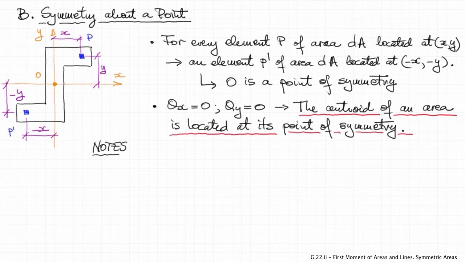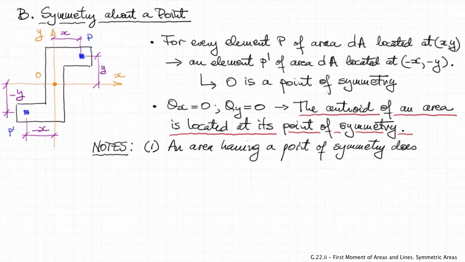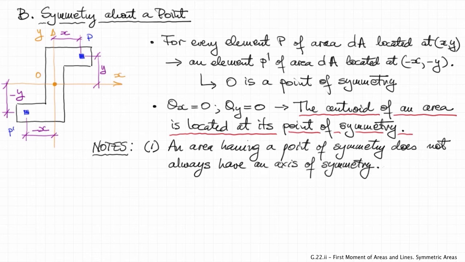All you have to do in problems is to indicate the symmetry. Now, an area that has a point of symmetry does not always have an axis of symmetry. And this is exactly the example that I've just drawn. You cannot fold this figure along the x or y axis or any other axis for that matter in order to have it overlap perfectly. It's impossible. So this figure has only a point of symmetry and no axes of symmetry.